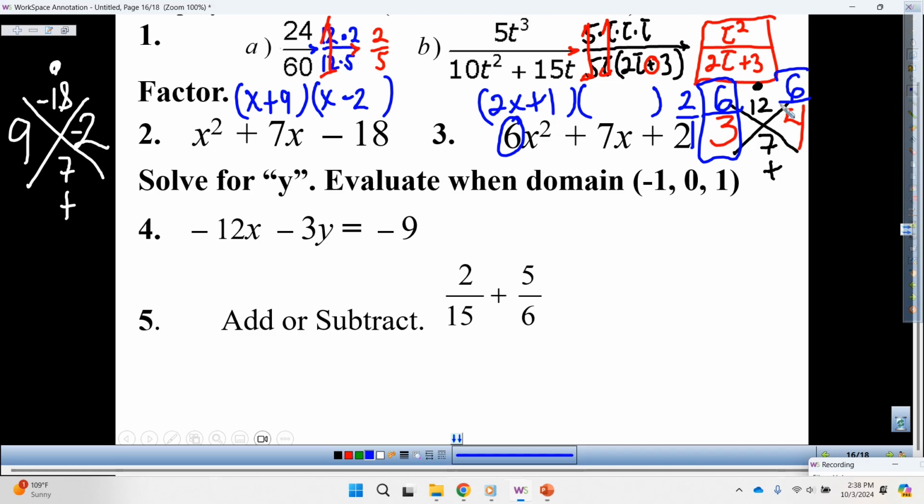Can I reduce this one to lower terms? And that is what? Three over 2. Very good. So this is 3x plus 2. Hands, have you got that? All right. Not bad, not bad. Let's go to number 4. Let me make some space here.